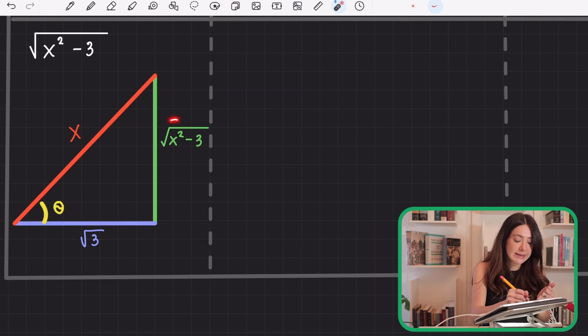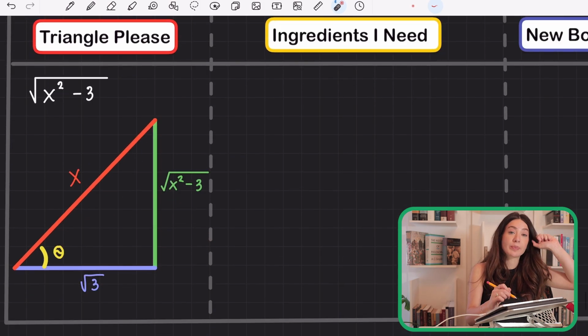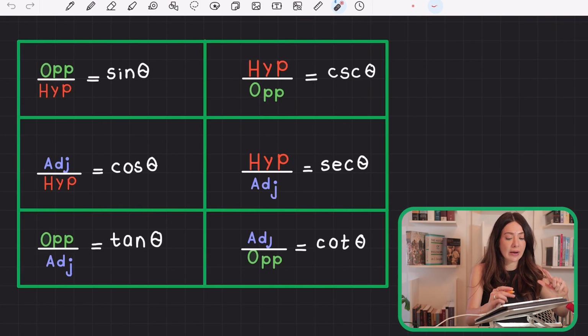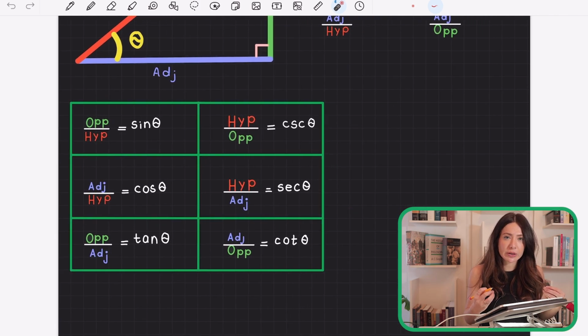Anyway, so this side is what you need. And that is the opposite side. Now, you go to your ratios. Which ratio includes opposite? Well, there are 4 of them. Which one should I choose?